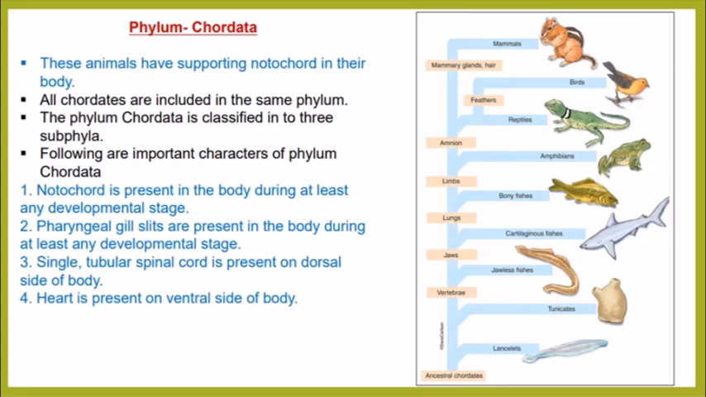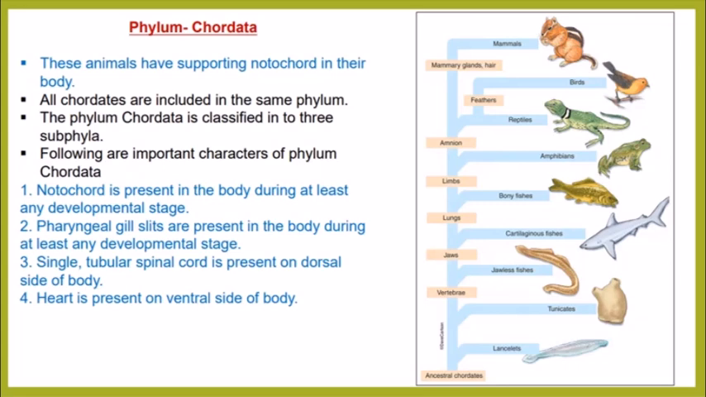If you stand, your back side is your dorsal side and the front is your ventral side. So the spinal cord is present on the dorsal side and the heart is present on the ventral side of your body, that is your front side of your body.